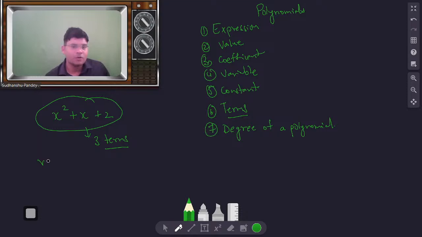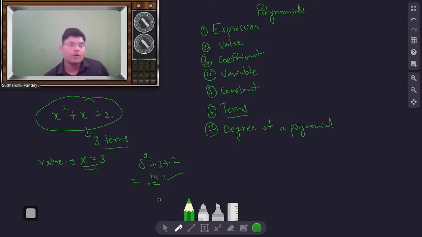Suppose I am asking you what is the value of this expression at x is equal to 3. Can anybody tell me? Sir, it would be 9 plus 3 plus 2. Okay, which is 3 square plus 3 plus 2, which is going to be 14. Alright? Any doubt? No, sir. Okay. So you all understood.